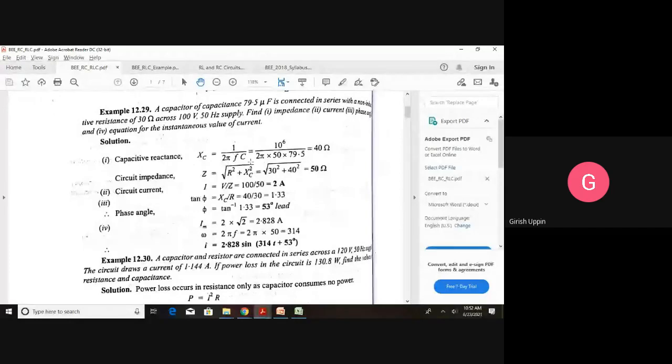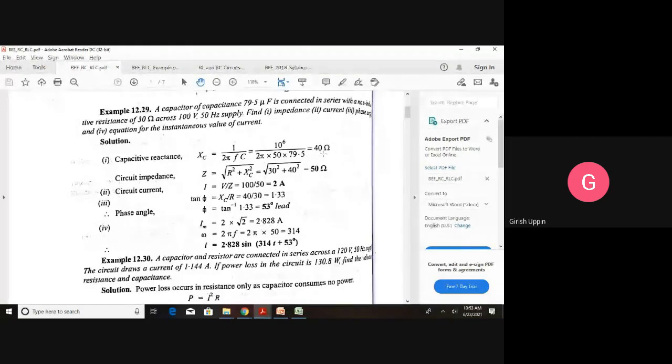F value is known, C value is known, and C should be represented in farad, that is 79.5 into 10 raised to minus 6 farad. So the 10 raised to minus 6 in the denominator goes to the numerator as 10 raised to plus 6, divided by 2 pi into 50 into 79.5, and we get XC as 40 ohms.